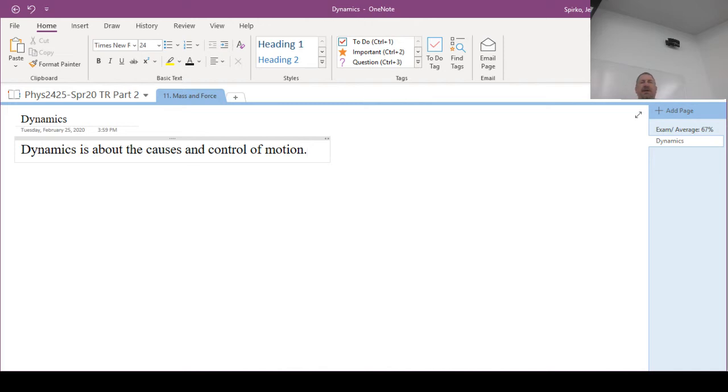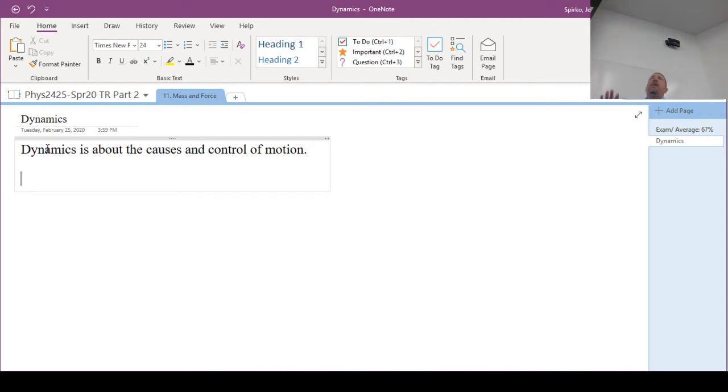You're live. Great. So we're shifting gears from kinematics, which is a description of motion, to dynamics, which is all about what is causing the motion, what is affecting the motion. And ultimately, a lot of us are concerned with how to control motion. We want things to go where we want them to go and not elsewhere.